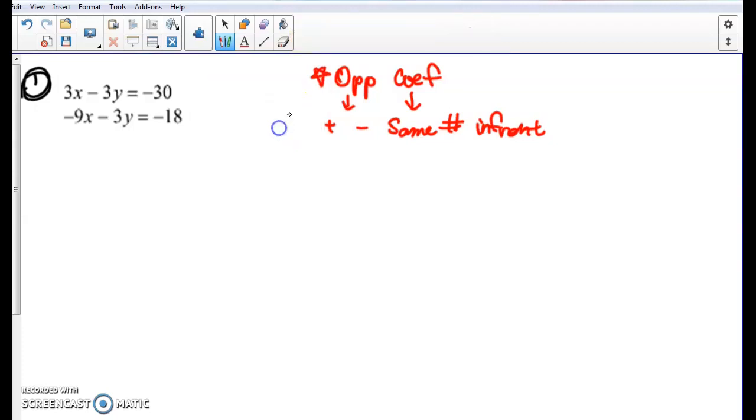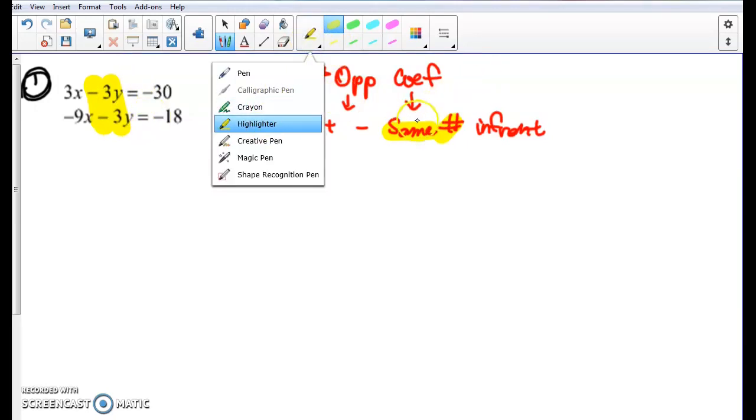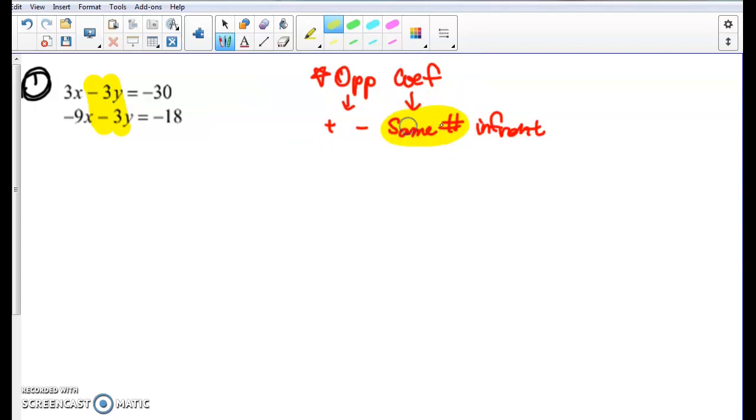So now we're going to focus on our variables again, take it one at a time. For my x's, I have a positive 3x and a negative 9x. They are not the same number, so they are not going to be our opposite coefficients. Now, look at our y's. I have a negative 3y and a negative 3y. They are the same number, both 3, but the problem is that they're both negative, and I need one of them to become a positive. So what we're going to have to do is multiply this top equation to make it a positive 3y.